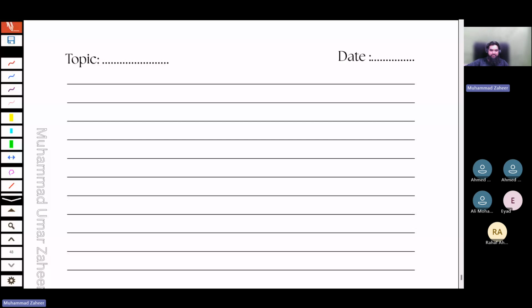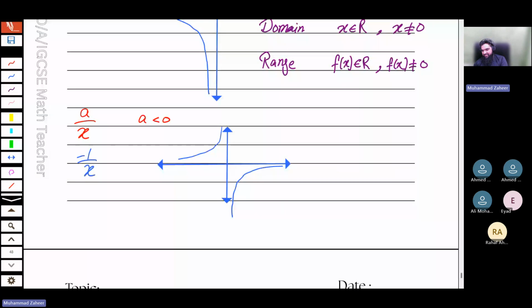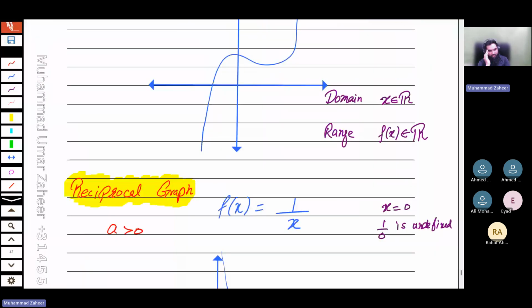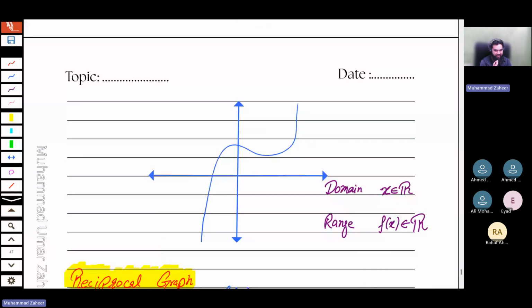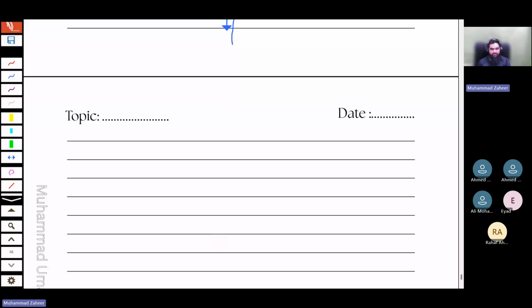Yes, everyone, any question about the domain and range of the reciprocal graph and the shape of the reciprocal graph? All of you must memorize these shapes, okay? Because without these shapes in your mind, you are not able to tell about the domain and the range of these types of functions. Okay. Yes, everyone, any question?